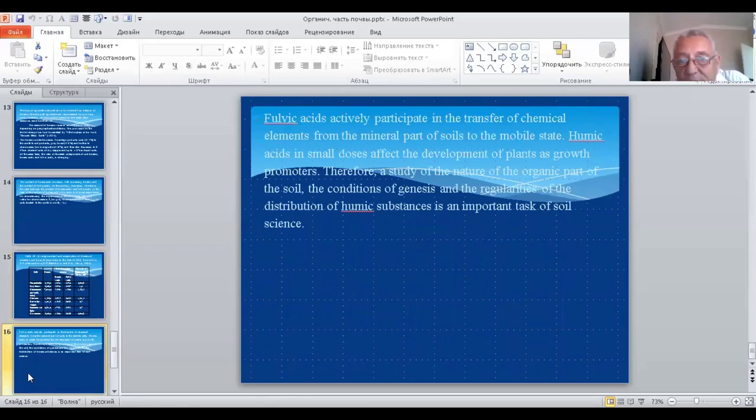Fulvic acids actively participate in the transfer of chemical elements from the mineral parts of soils to the mobile state. Humic acid in small doses affects the development of plants as growth promoters. Therefore, a study of the nature of the organic part of the soil, the conditions of genesis, and the regulation of the distribution of humic substances is an important task for soil science. Thank you for attention.